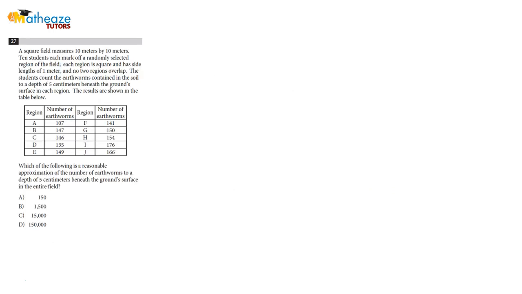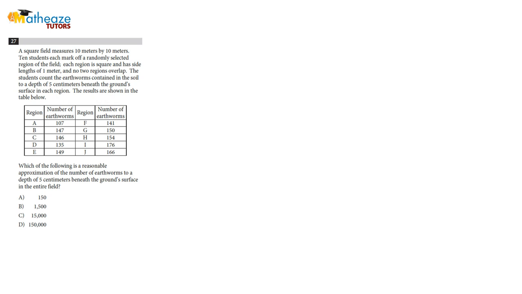Number 27, a square field measured 10 meters by 10 meters. 10 students each marked off a randomly selected region of the field. Each region is square and has a side length of 1 meter, and no two regions overlap. The students count the earthworms contained in the soil to a depth of 5 centimeters beneath the ground surface in each region. The results are shown in the table below. Which of the following is a reasonable approximation of the number of earthworms to a depth of 5 centimeters beneath the ground surface in the entire field?